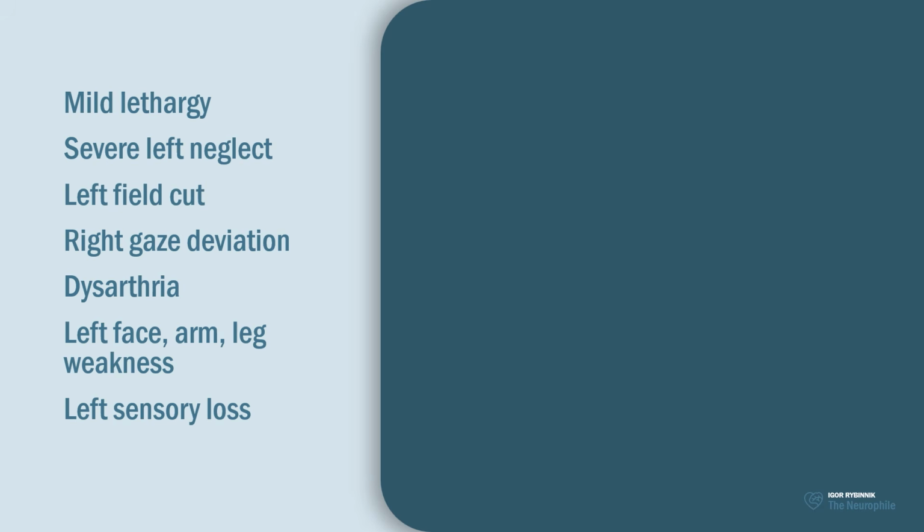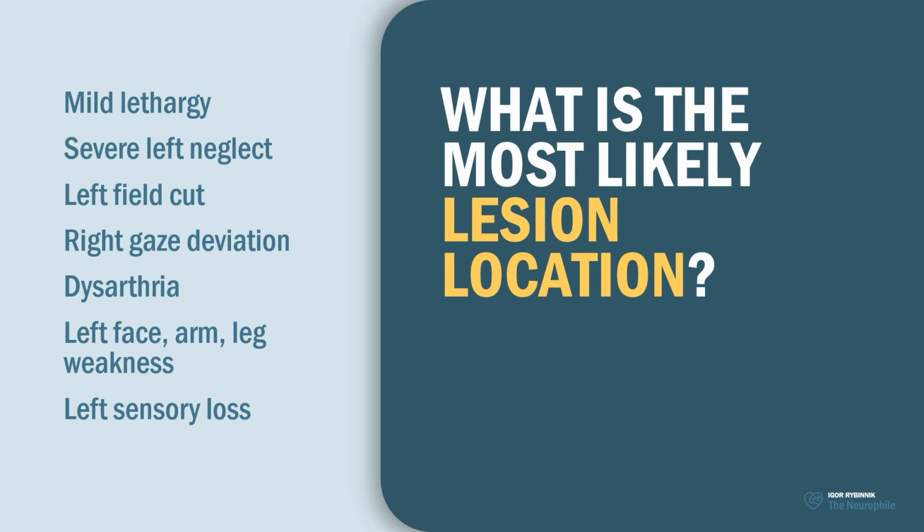Okay, mild lethargy, severe left neglect, left field cut, right gaze deviation, dysarthria, left face, arm, and leg weakness, and left hemisensory loss. What is the most likely lesion location that accounts for all of these deficits?